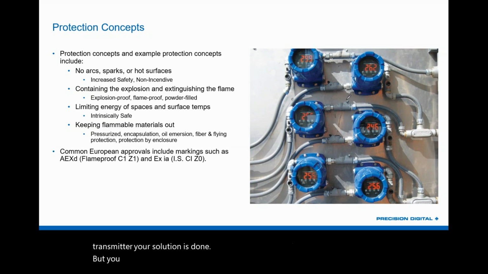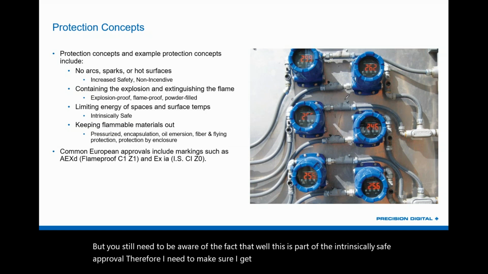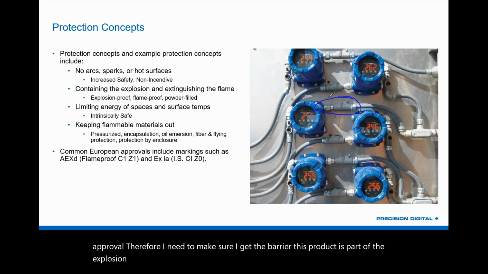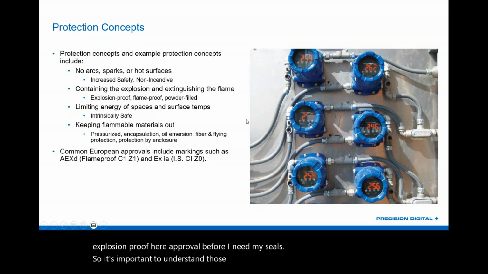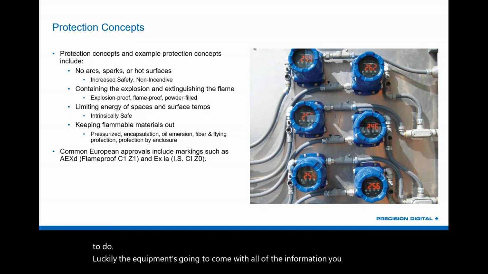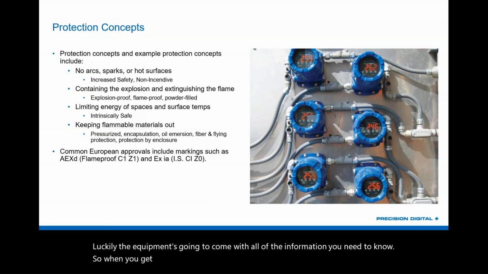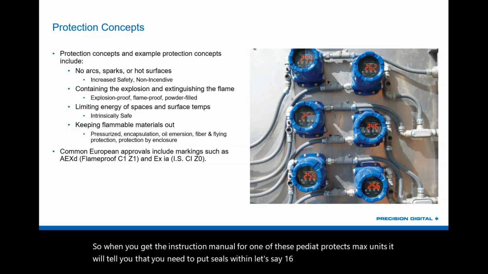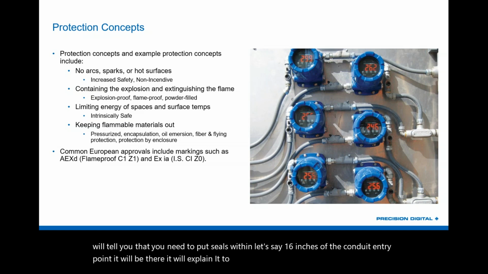But you still need to be aware of the fact that, well, this is part of the intrinsically safe approval, therefore I need to make sure I get the barrier. This product is part of the explosion-proof approval, therefore I need my seals. So it's important to understand those protection concepts and what they're trying to do. Luckily, the equipment's going to come with all of the information you need to know. So when you get the instruction manual for one of these PD8 Protex Max units, it will tell you that you need to put seals within, let's say, 16 inches of the conduit entry point. It will be there. It will explain it to you. That's what all of these products have in their manuals under all of that hazardous area information. It's worth taking a look at when you do the installation.